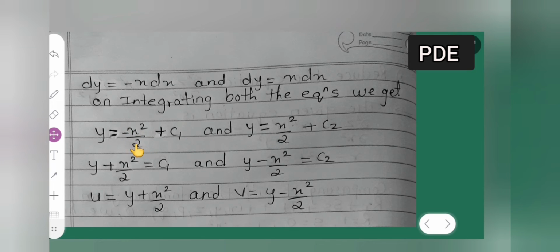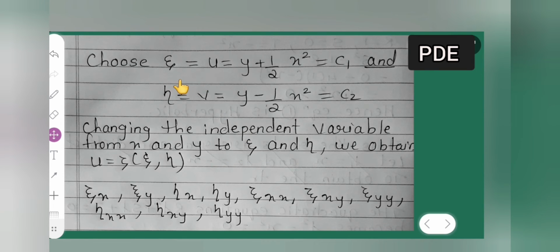If I take this value to the other side, what I am going to get is y plus x square upon 2 is equal to c1, and again taking this to the other side, it was positive, so it will become negative. So y minus x square upon 2 is equal to c2. What is u? This is y plus x square upon 2, and v I am taking as y minus x square upon 2. Next you will have to choose this xi and eta.